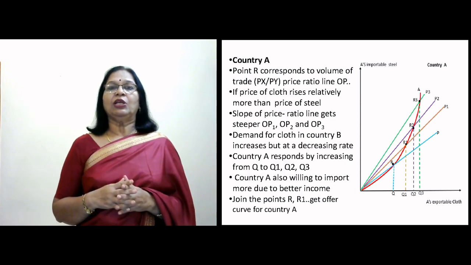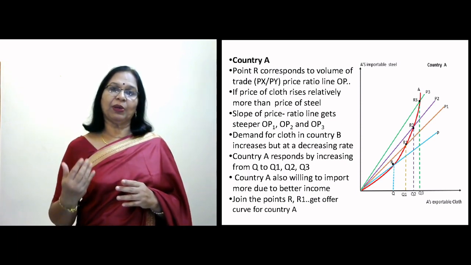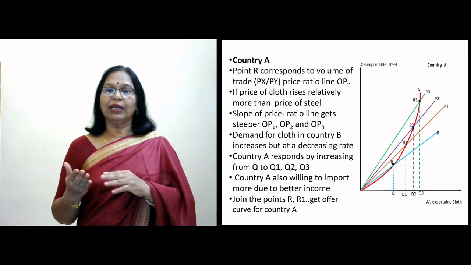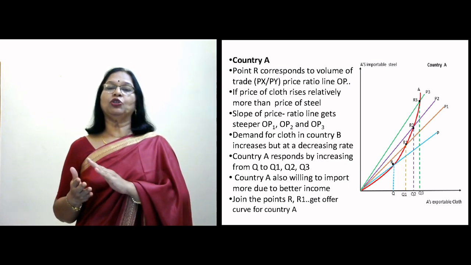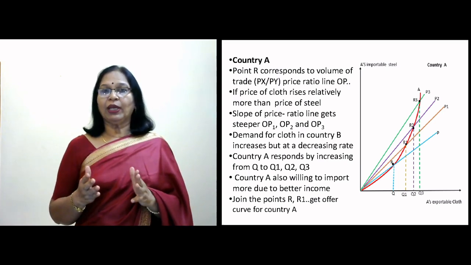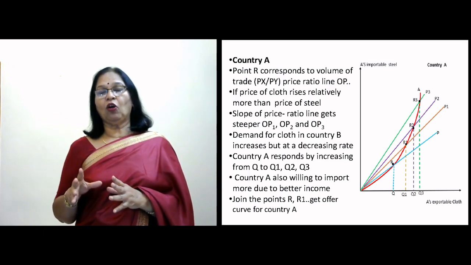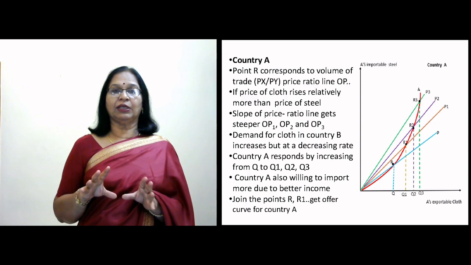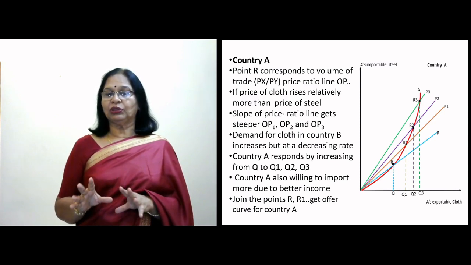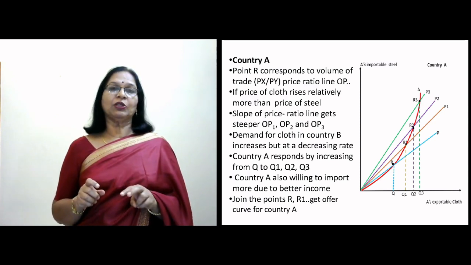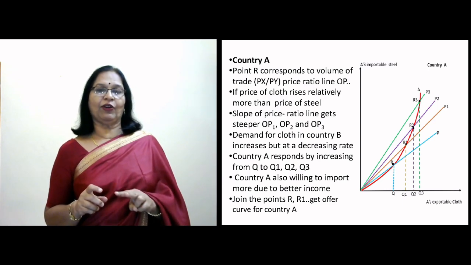So, what happens? The price line will shift, the price line will rise. The price line has moved from OP to OP1. When it goes to OP1, we find that the quantity of cloth and steel will also change. So the responses of the two countries are going to be different.